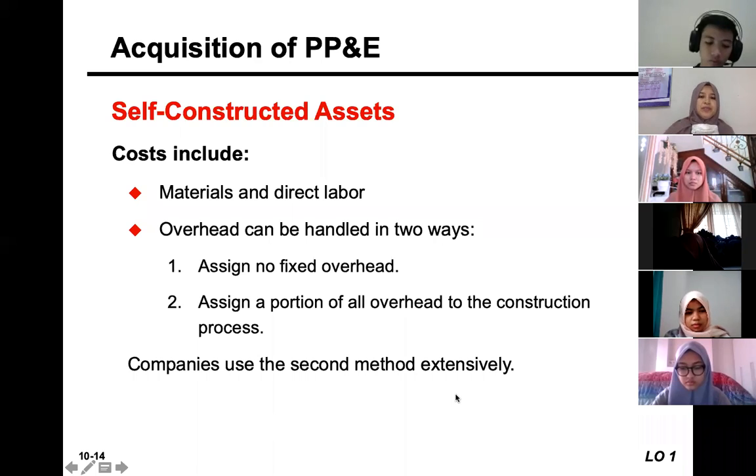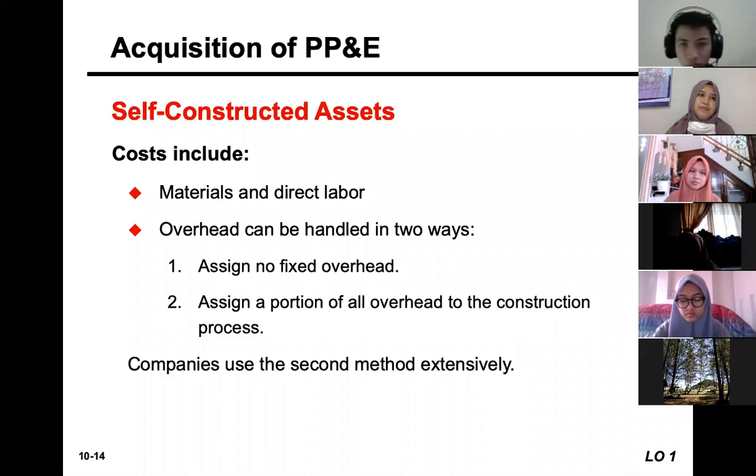Mostly the companies would use the second method because the idea, as we discussed just now in the beginning, is anything related to the process of getting that asset ready for use will be included as part of the cost of that asset. That's why we still need to include a certain portion of overhead that is directly related to the construction process.